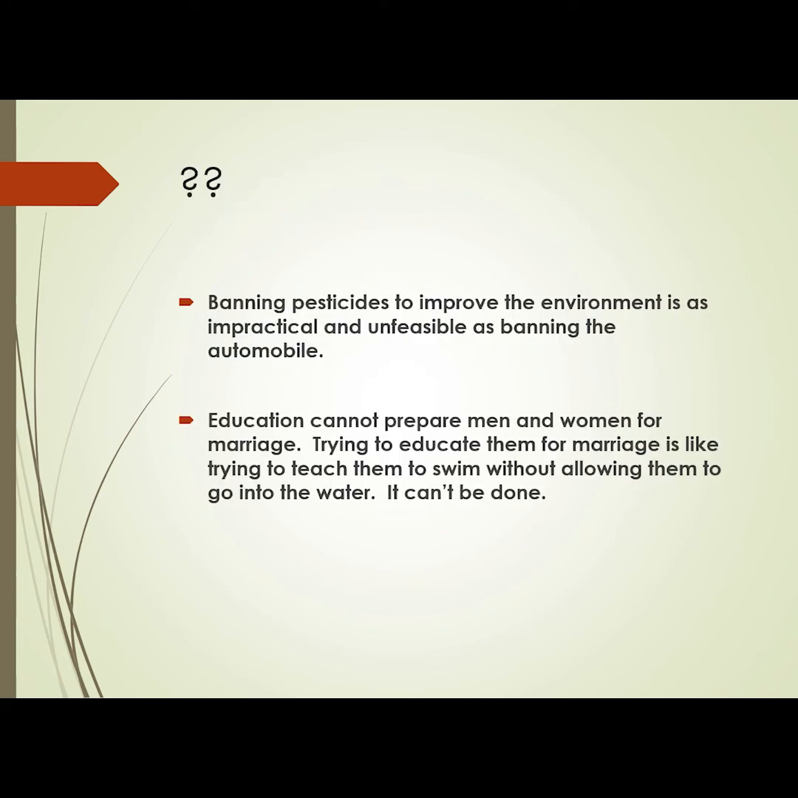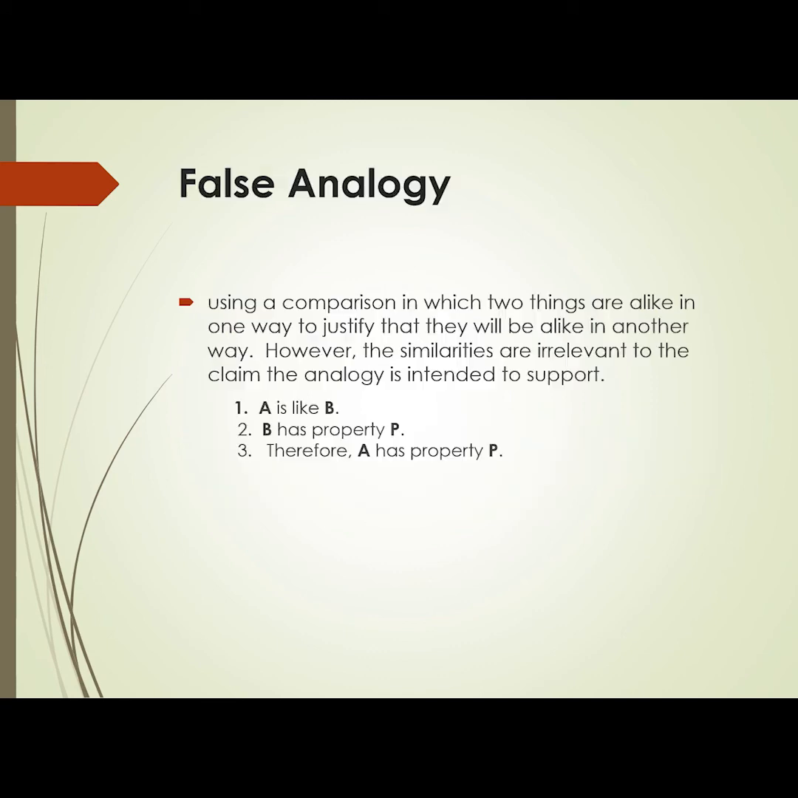Banning pesticides to improve the environment is as impractical and unfeasible as banning the automobile. Education cannot prepare men and women for marriage. Trying to educate them for marriage is like trying to teach them to swim without allowing them to go into the water. It can't be done. It's almost like swimming and marriage are two different things, and it's almost like pesticides and automobiles are two different things. So that would be a false analogy. When the things aren't really related, but they try to make some connection there, it's typically a false analogy.